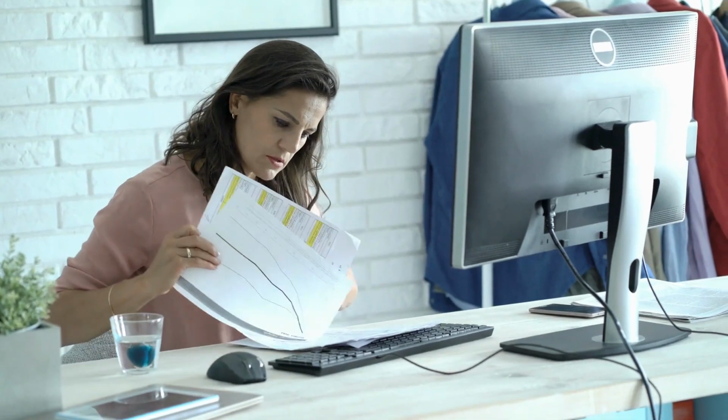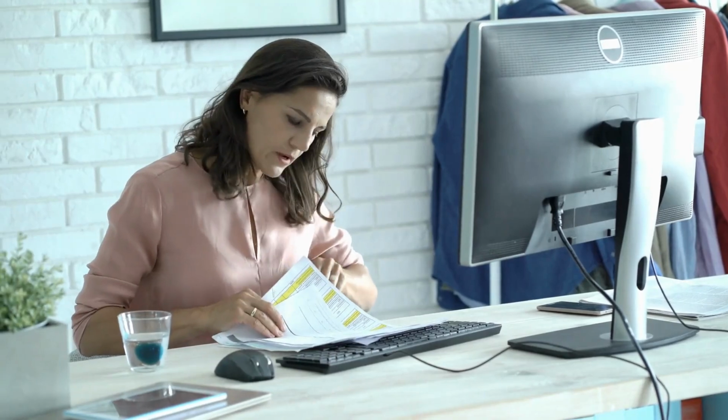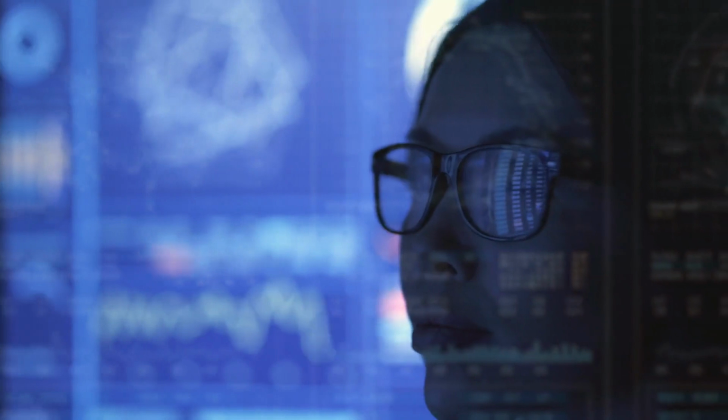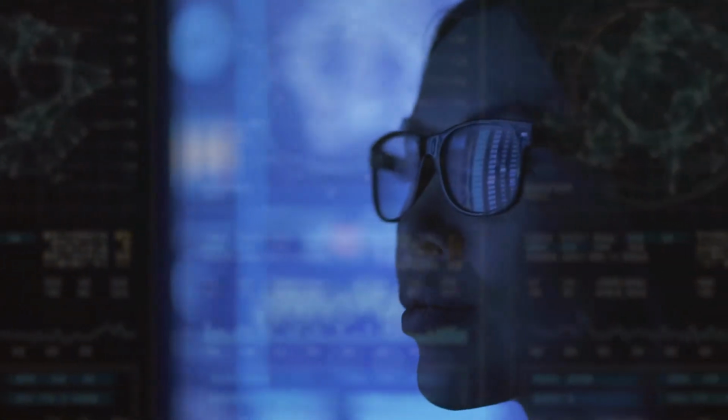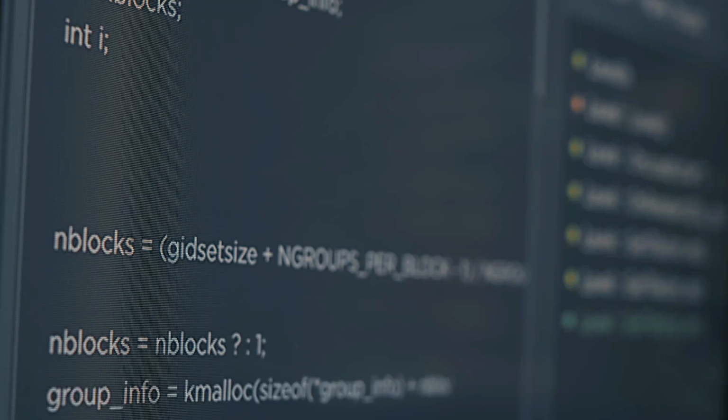Database management refers to the process of organizing, storing, and retrieving data efficiently and securely in a structured manner. It involves various tasks and techniques to ensure data integrity, availability, and usability. Here are some key aspects of database management.